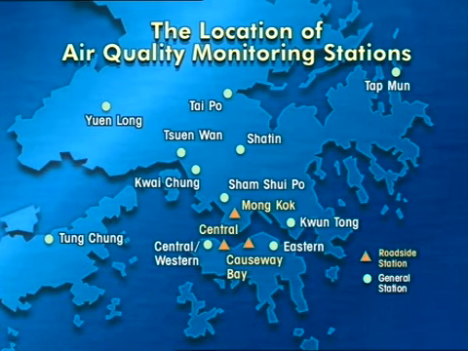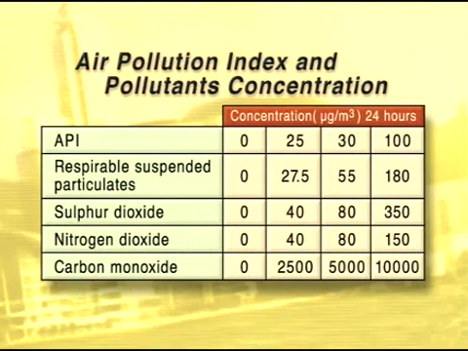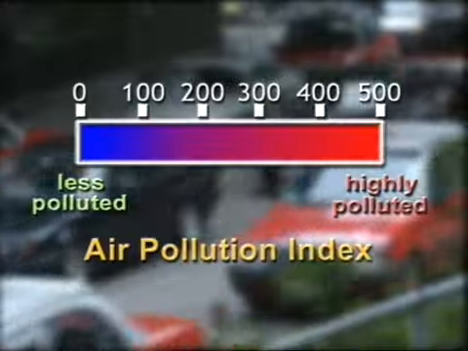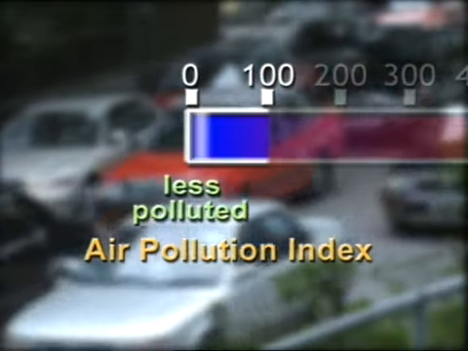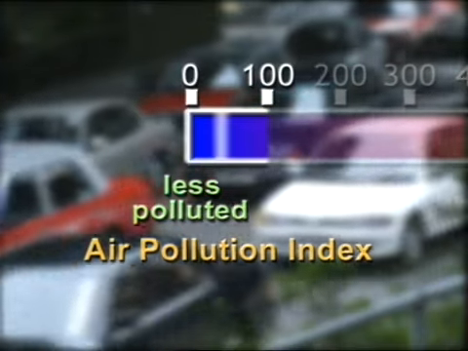The Air Pollution Index, API, is derived from the data obtained from the monitoring stations, which includes concentrations of suspended particulates, sulfur dioxide, carbon monoxide, ozone, and nitrogen dioxide. API ranges from 0 to 500. When the index is below 100, it means that the air pollution for this hour, or over a 24-hour period, is at an acceptable level. Usually Hong Kong's API is below 100. The lower the index, the less polluted the air.